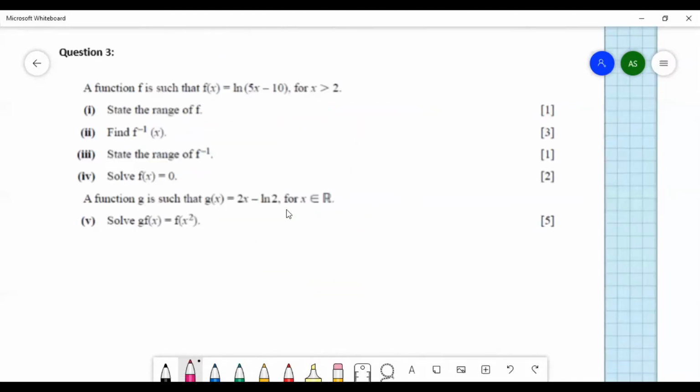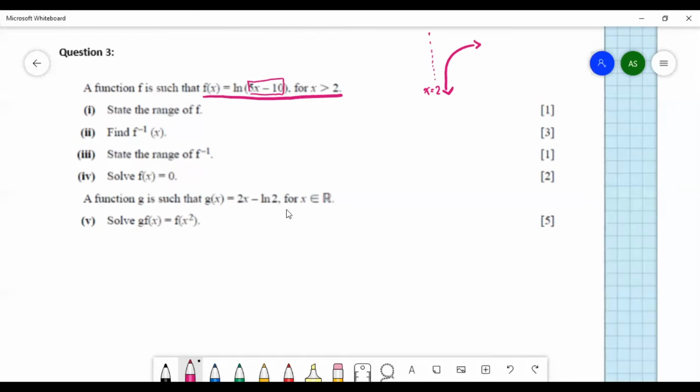Question 3, we are given your function f of x is equal to ln of 5x minus 10 for x greater than 2. Okay, so remember in your Math 0580 that if you're going to graph a ln function, it will look like this, right? So it has a vertical asymptote, in which the function inside is equal to 0. So therefore, in this case, this is x is equal to 2. So your ln function is asymptotic to your line x equals 2.